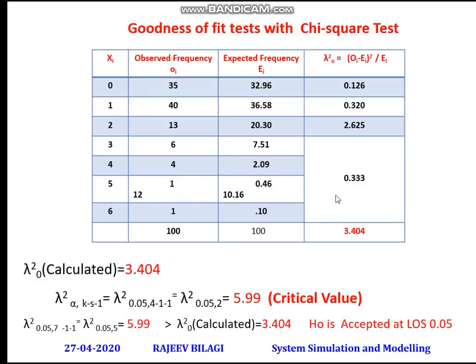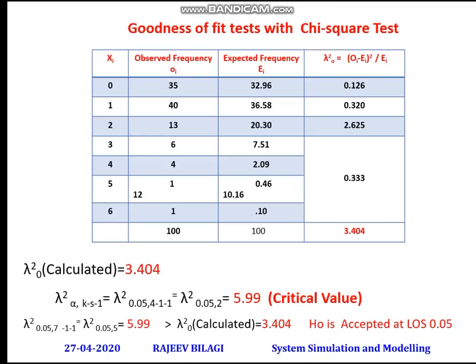So if you compute this, you get 0.333. Now the chi-square you find out, 3.404, that you are going to get. Now this is your calculated value. Now for alpha with k minus s minus 1 degrees of freedom, you find the critical value, which is 5.99. So the critical value is greater than the calculated value, hence this set of values may be accepted for the given data.